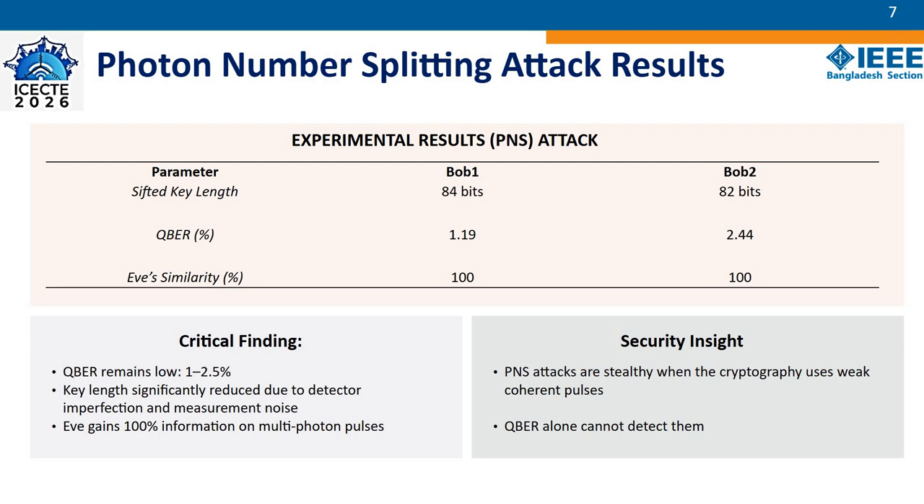Thus, the PNS attack produced a very different outcome. Here, QBER remained very low, between 1 and 2.5%. Shifted key was significantly reduced due to the error and noise introduced. Eve achieved 100% information on multiphoton pulses. This demonstrates that PNS attacks are stealthy. They do not raise QBER enough to trigger alarm, making them particularly dangerous when weak coherent sources are used. This highlights a critical vulnerability in practical BB84 implementation.